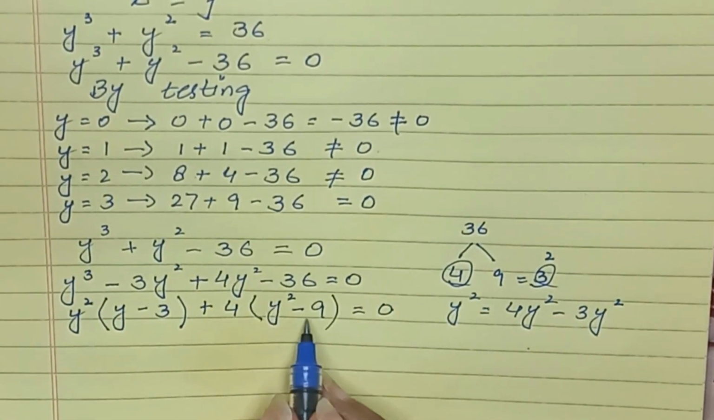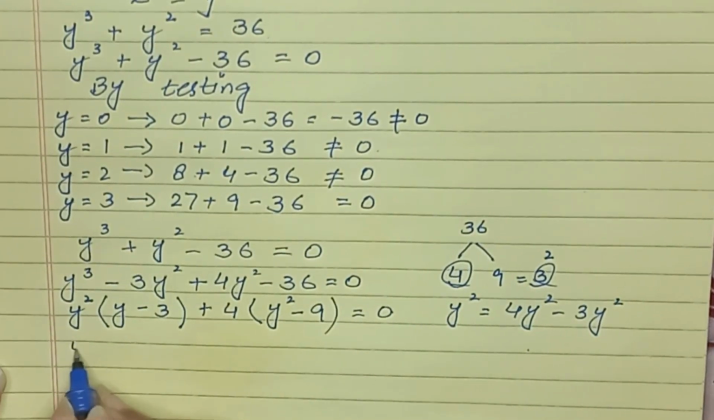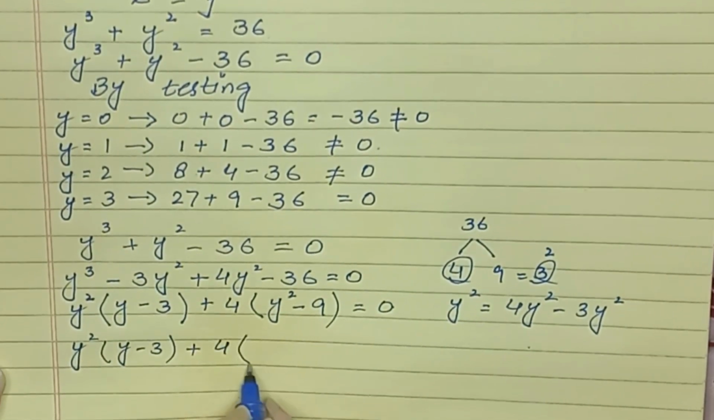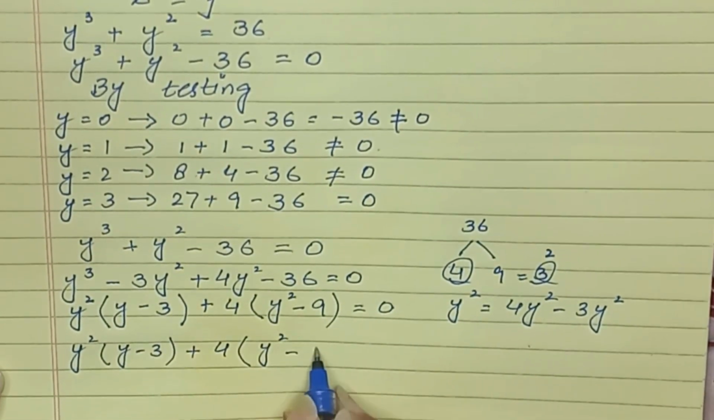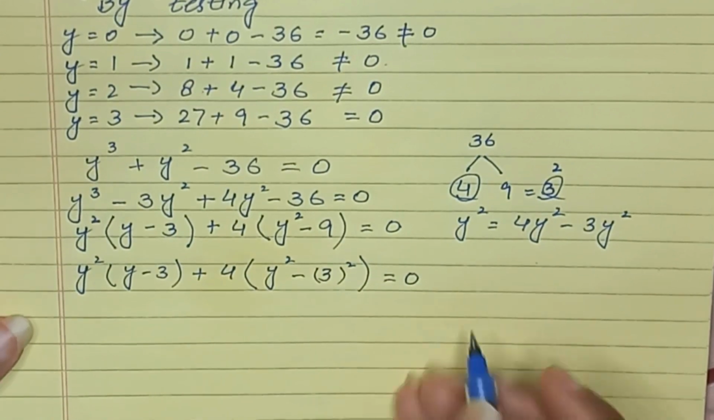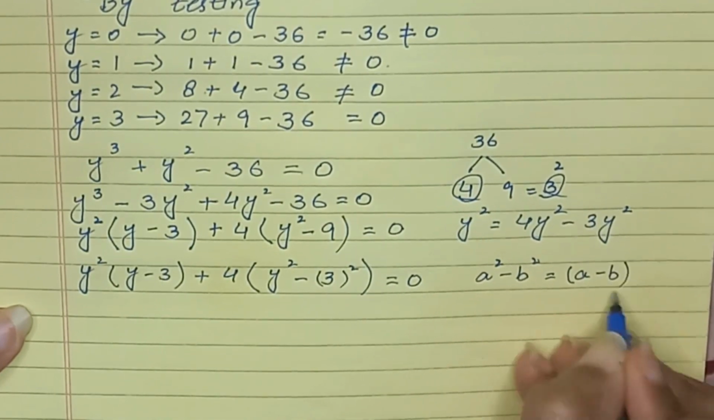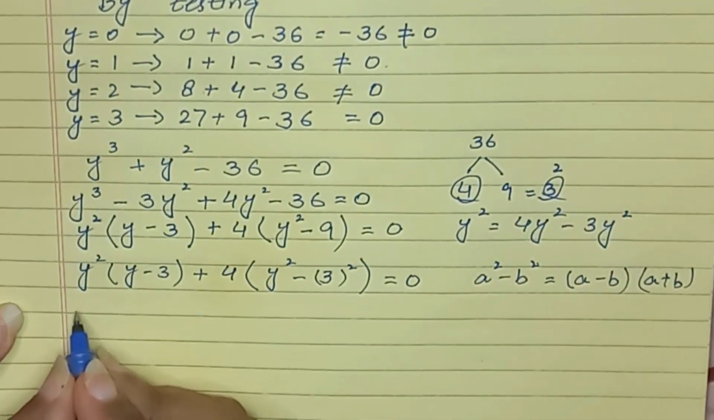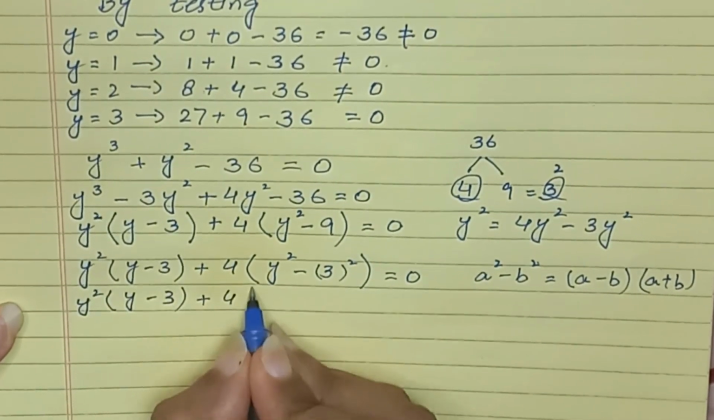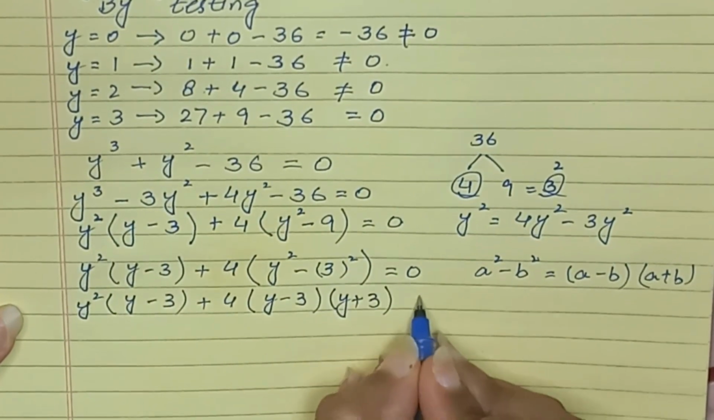Now here we have y square minus 9, and 9 can be written as 3 square. So it becomes y square into y minus 3 plus 4 into y square minus 3 square, equal to 0. Now it is in the form of a square minus b square, which is a minus b times a plus b. So it becomes 4 into y minus 3 times y plus 3, equal to 0.